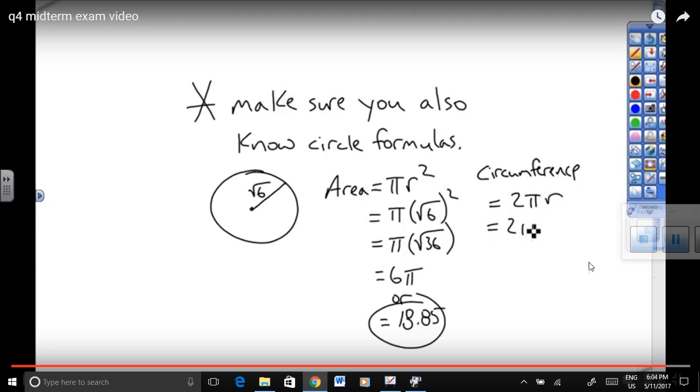Plug in that radius, root 6. Multiply that 2 and root 6 together and then times pi. That gives me the perimeter, the circumference of that circle.